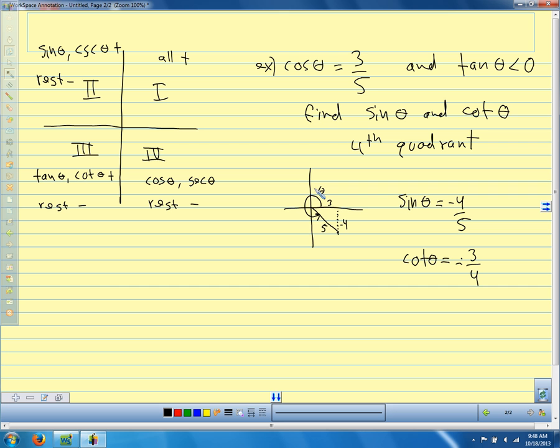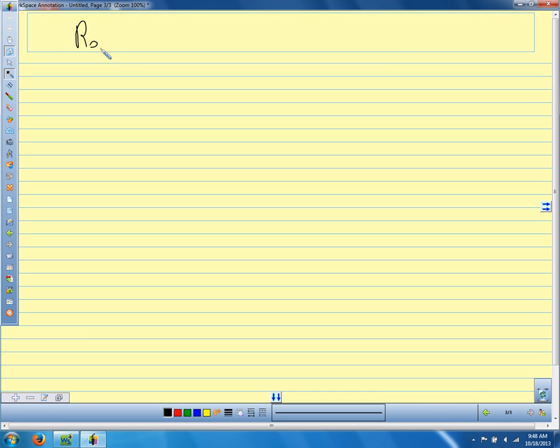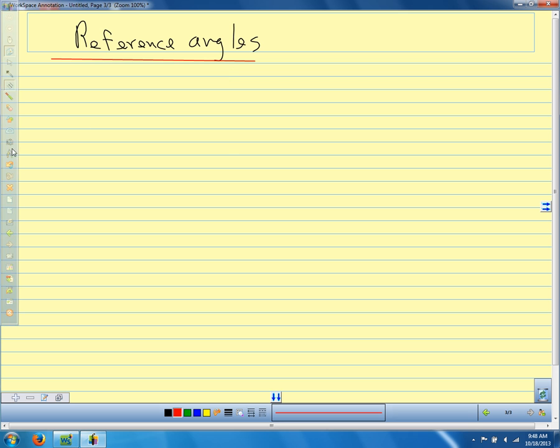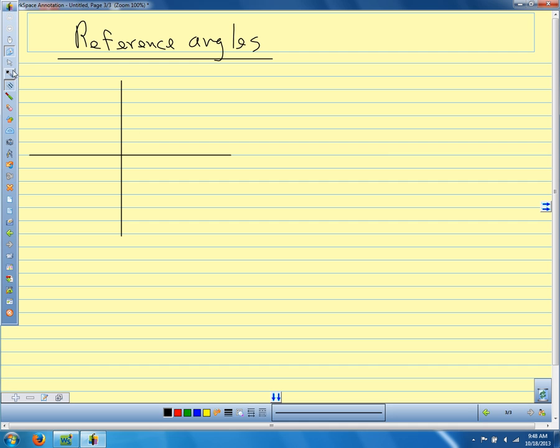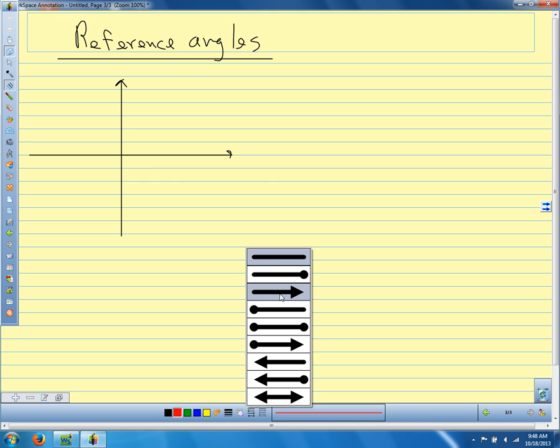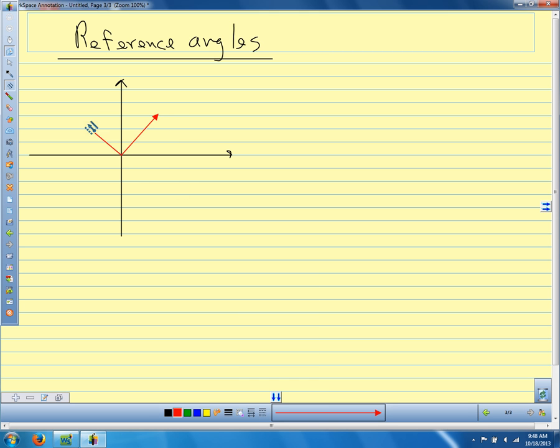All right, the last thing I want to talk about is reference angles. Reference angles are something that can simplify our lives a little bit. And I think the easiest way to talk about reference angles is we're going to draw a picture. So here's my axes, and we're talking about an angle in standard position, so I'm going to draw some angles here. And I'm just drawing random angles.